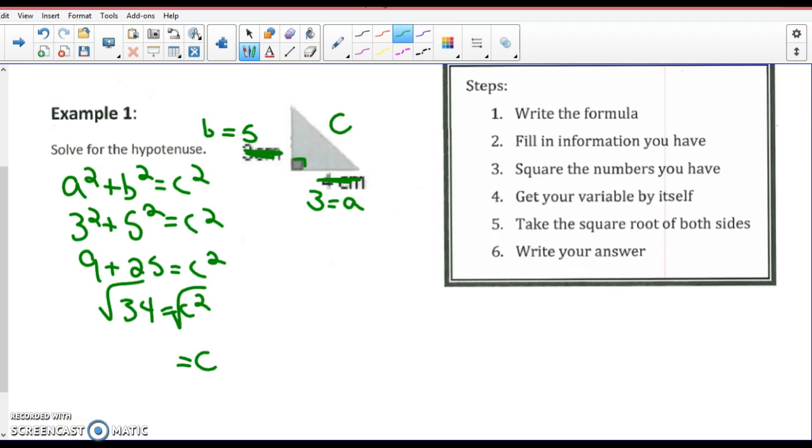So you're going to use your calculators. The square root of 34 is approximately 5.8. I'm going to put a little dot over my equal. That means approximately, because 34 is not a perfect square. It will go on forever and ever. It is irrational. Remember that? Irrational. All right. That is given two legs, finding the hypotenuse.